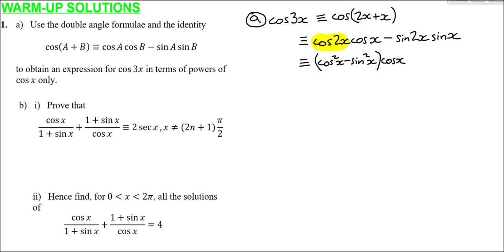And in the same way, for sin 2x, I can use the double angle formula again as well. Sin 2x is the same as 2 sin x cos x. So I'm just going to change that in a similar way. Write it as 2 sin x cos x. And again, that's multiplied at the end by a sin x.